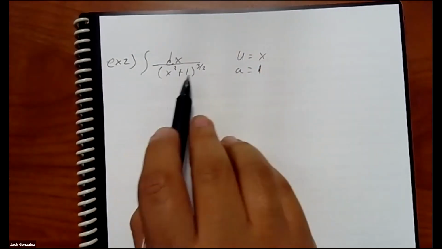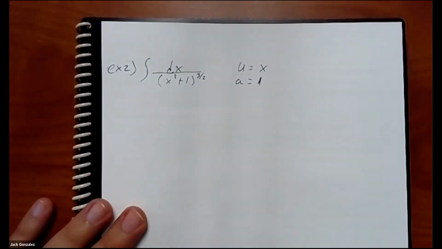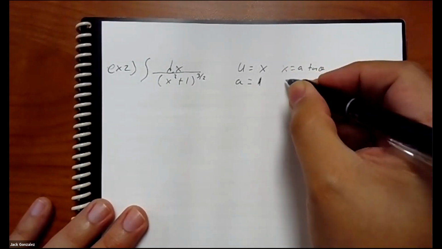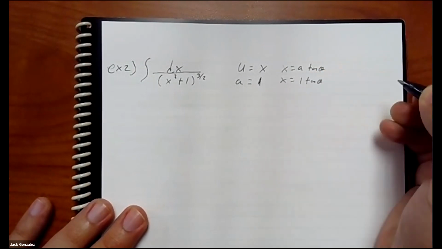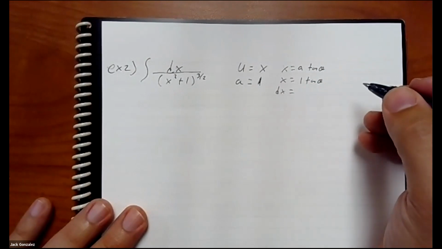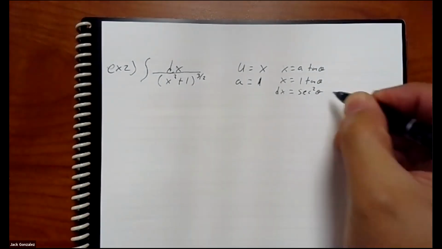Which rule should we use? 1, 2, or 3? 1, I believe. Yeah, it's 2. The tangent, right? So x will equal a tangent theta, which is just tangent theta. dx will equal, what's the derivative of tangent? You guys remember? Secant squared. There we go.